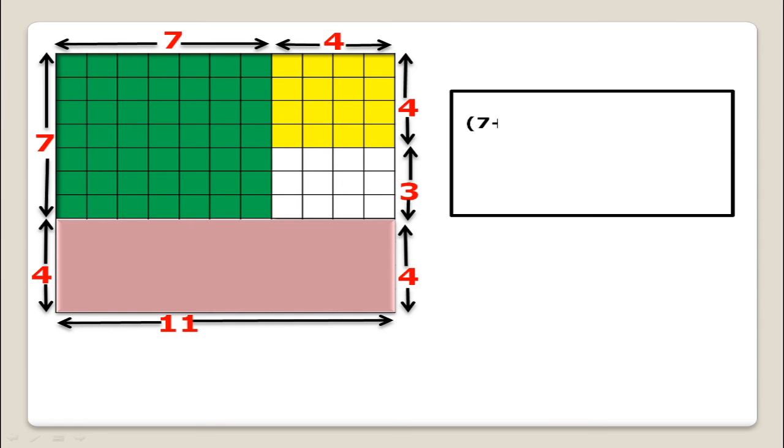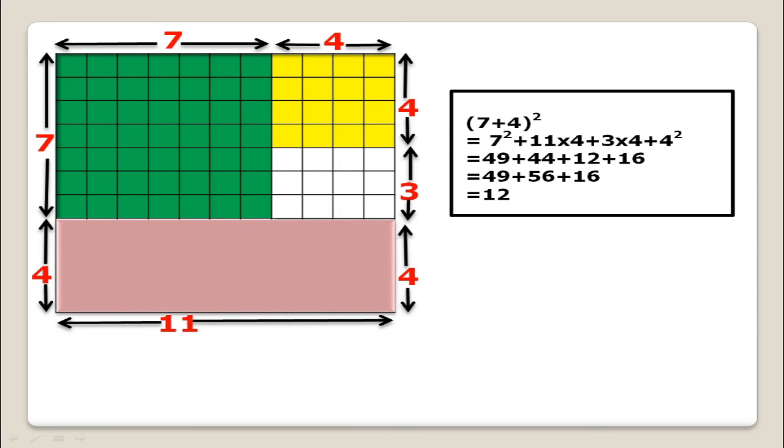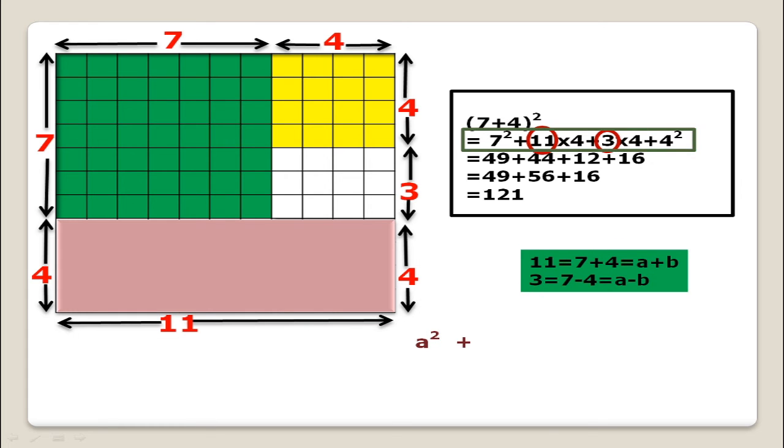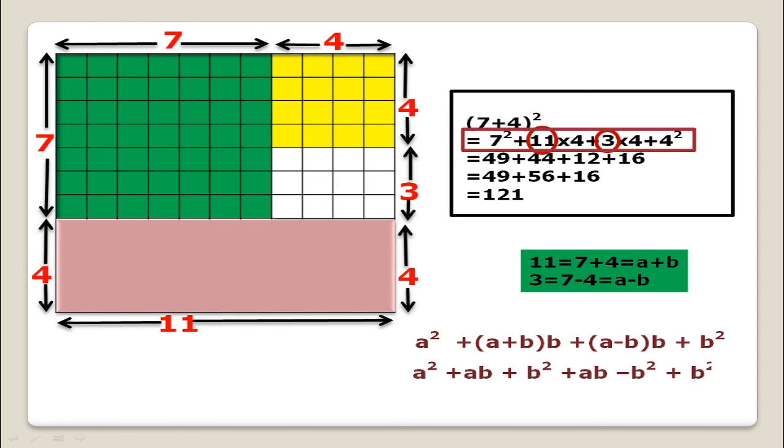No doubt, numerically we find its area, that is 121, but we are getting two more variables, that is 11 and 3. Now we try to express 11 in terms of a and b and 3 in terms of a and b, which is a plus b and a minus b respectively, and substitute the same in the given expansion. We get square of a plus twice of ab plus square of b.